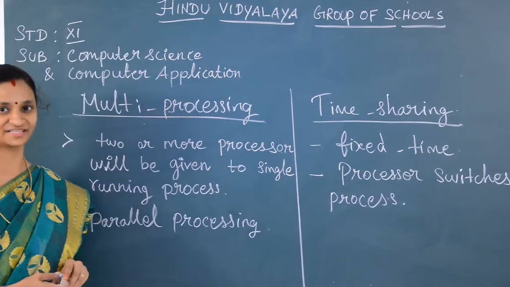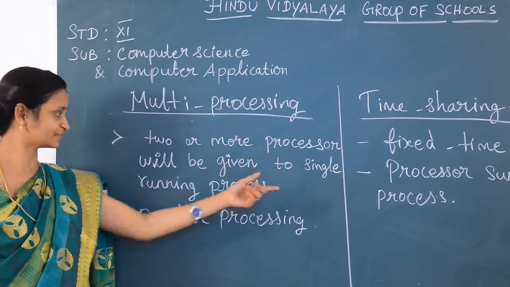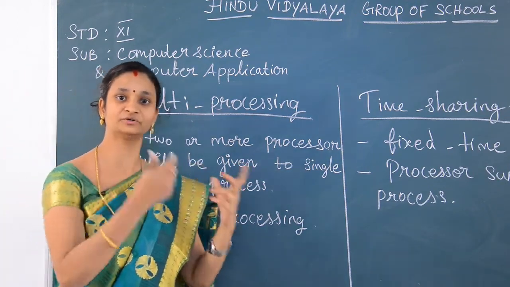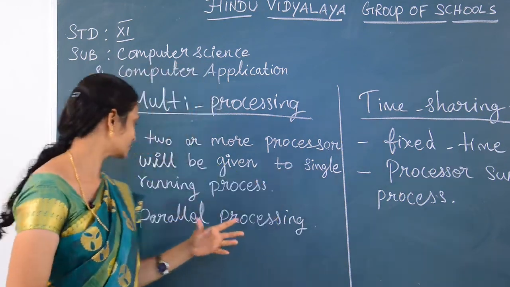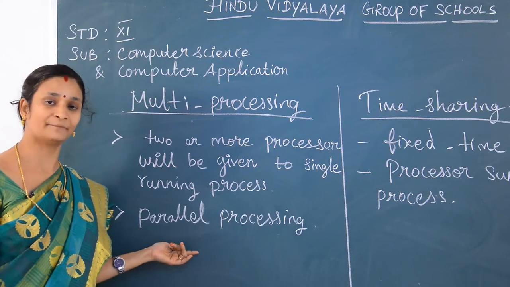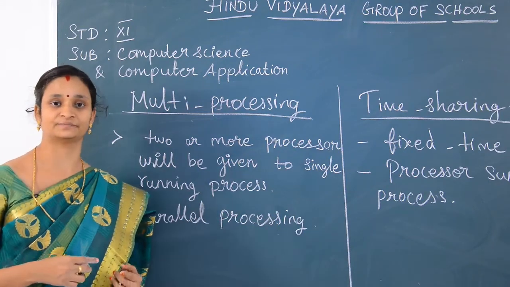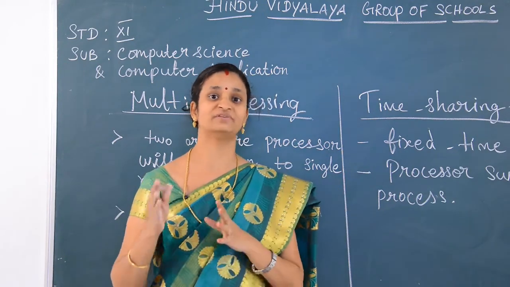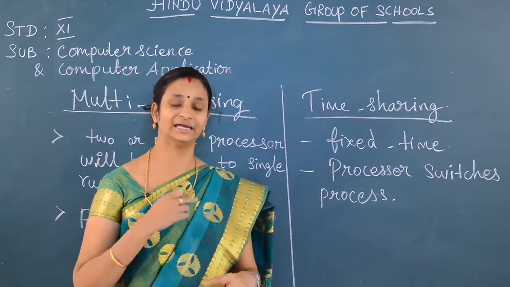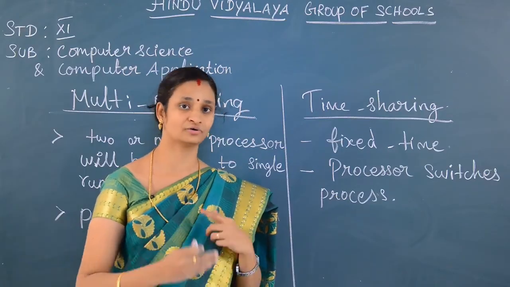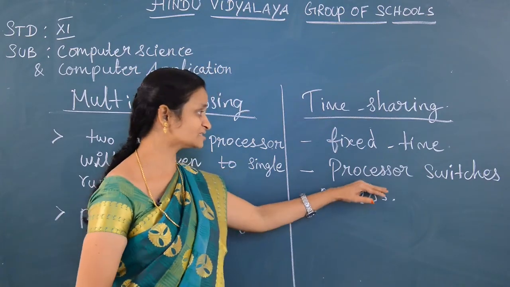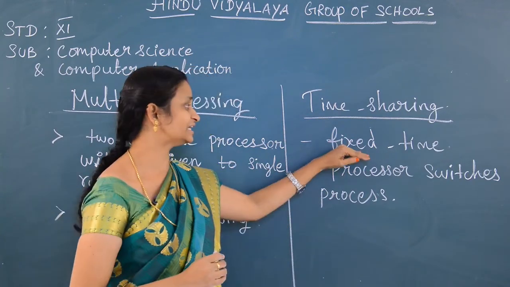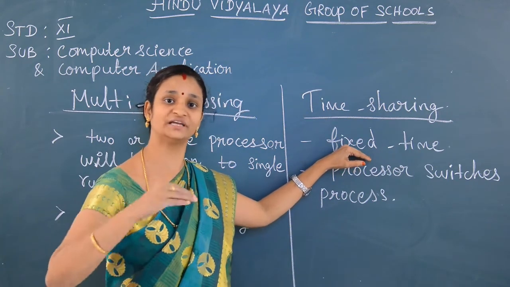Multiprocessing. Two or more processors will be given to a single running process. A single process will be given to a larger number of processors. This kind of process happens in a parallel processing method. If we have three jobs like P1, P2, P3, then these three jobs will have a fixed time. In turn, these processes will be routinely switched to the processor. The processor switches between all the processes to complete all of them at a time, managing the fixed time of each and every process.